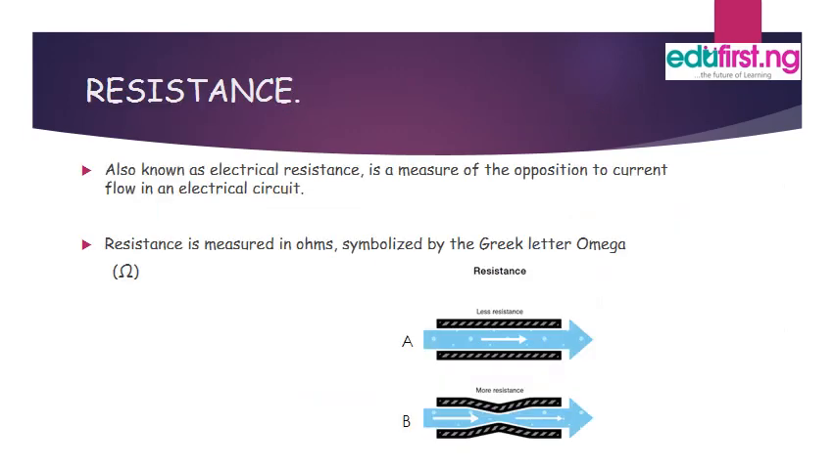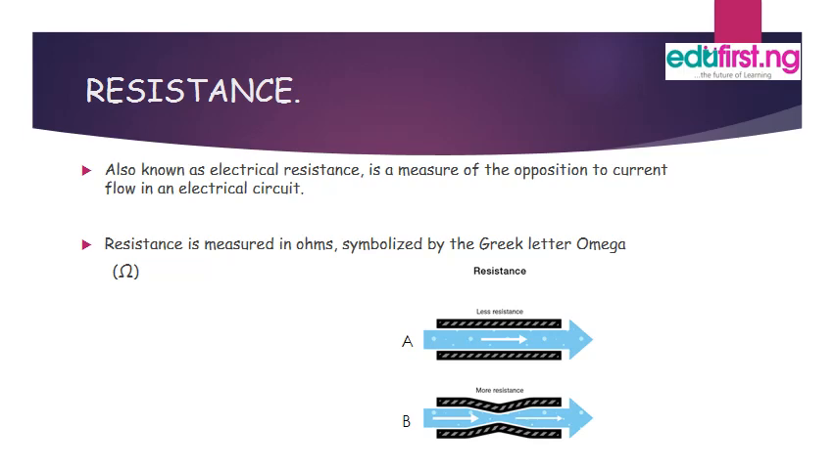What is resistance? Resistance is also known as electrical resistance, and it is the measure of the opposition to current flow in an electric circuit. That is to say, in any given DC circuit, there is a degree of resistance to current flow in that circuit. And if that resistance is measured, then that becomes the resistance of the circuit. Resistance is measured in ohms and is usually symbolized by the Greek letter omega.